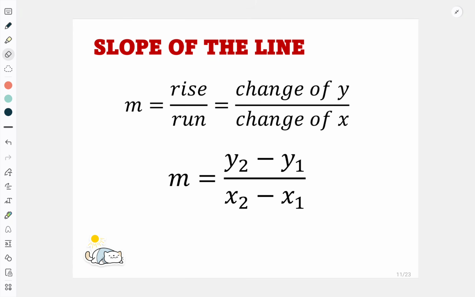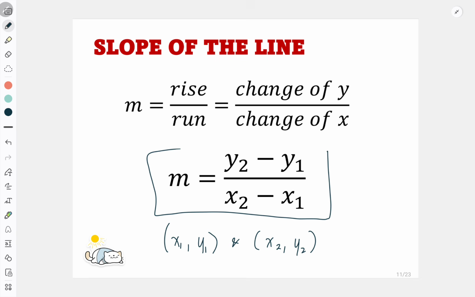Or if you're given points (x sub 1, y sub 1) and (x sub 2, y sub 2), we can use this particular formula: m is equal to y sub 2 minus y sub 1 all over x sub 2 minus x sub 1. So, what are the other uses of slope in coordinate geometry aside from testing the collinearity of points?